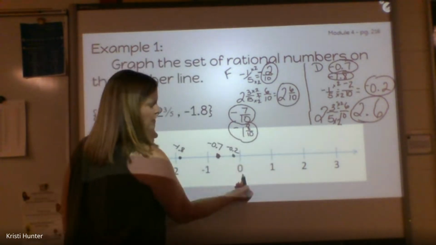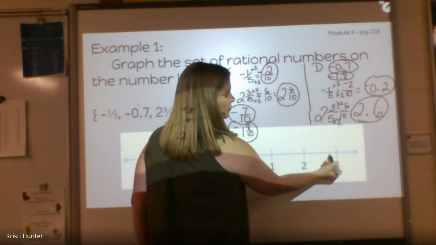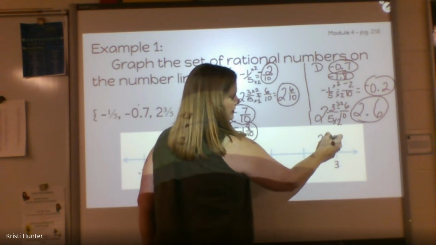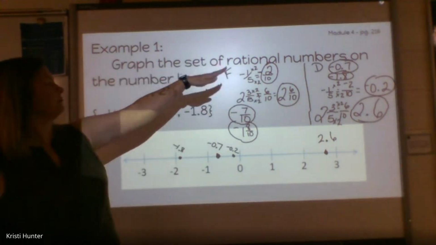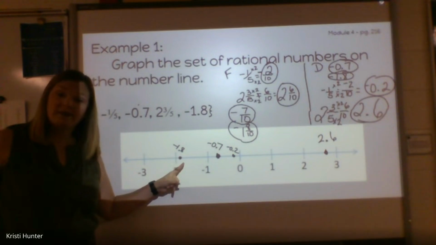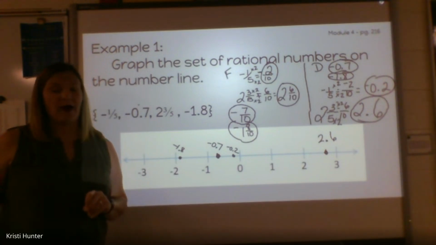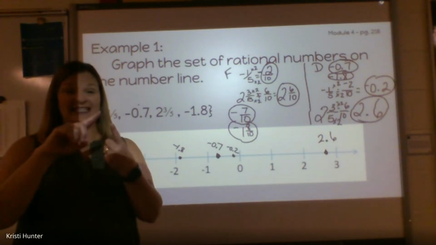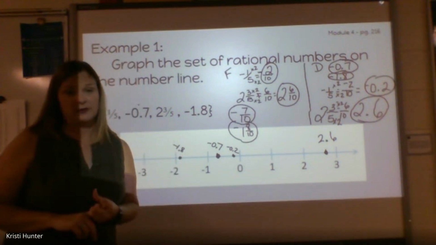So I'm starting at 0 over 2, 6/10 means I'm a little bit over halfway. Point on the line and make sure you label it. Right? So let's see if I accomplish my goal. Graph the set of rational numbers on the number line. I've graphed them because I've put my dot on the line and I've labeled the value of each point. Right? Make sure those two things are done. So lots of steps there. We first had to get them in the same form. Then we had to graph them and make sure they're labeled.